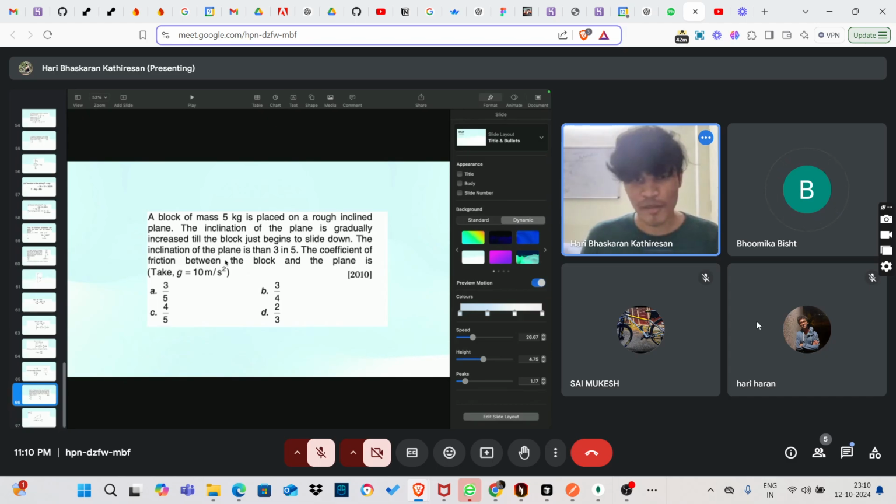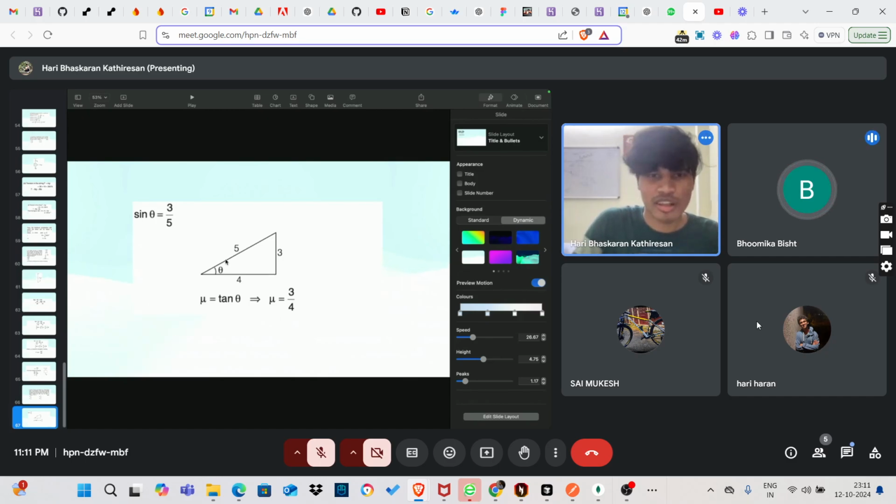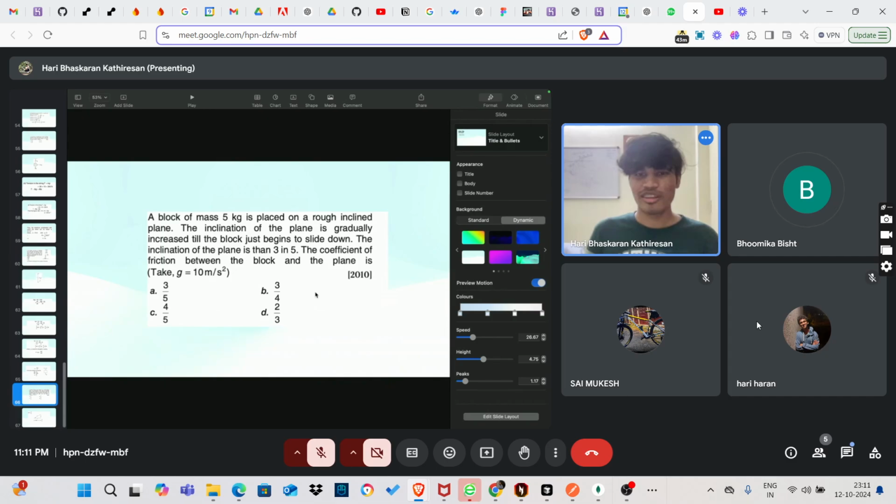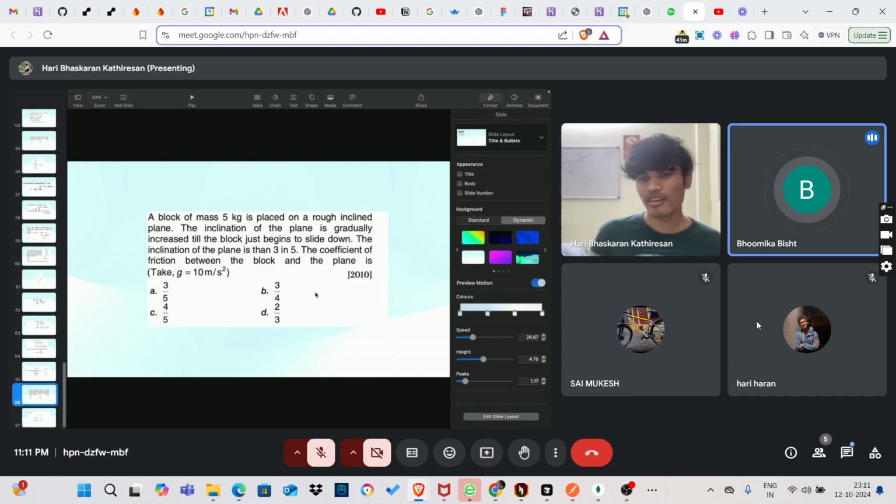Just remember that. If you want to know how to derive it, there's a derivation. If you put a block on the incline, mg acts downwards, with mg cos theta perpendicular to the plane. If you equate mg sin theta to the friction, you get mu equal to tan theta. That's all. It's very easy, just one equation, but it's better to remember this result: mu is equal to tan theta.